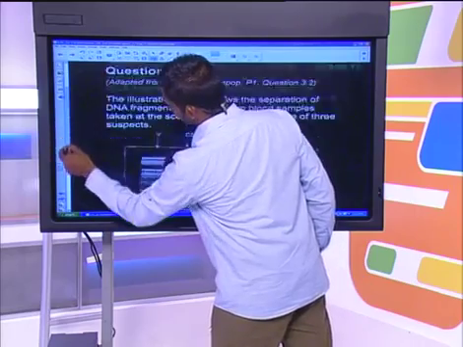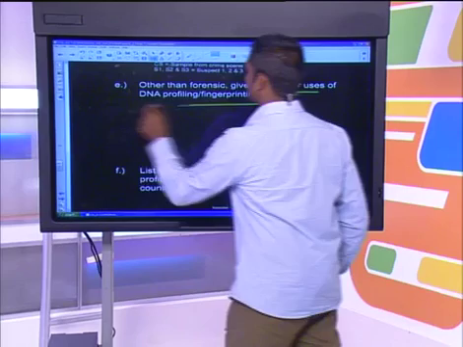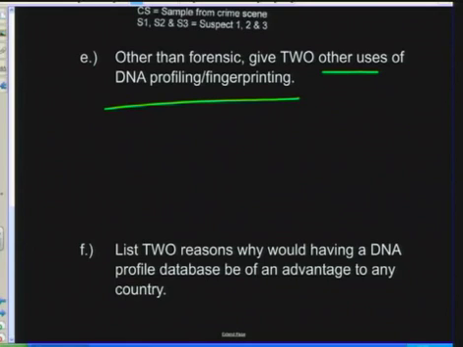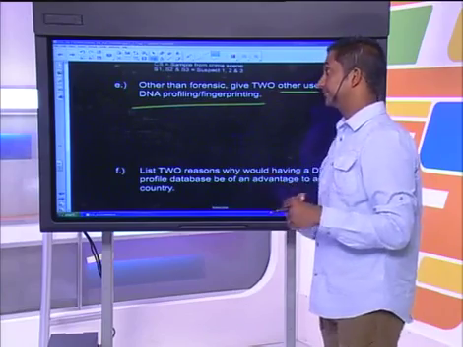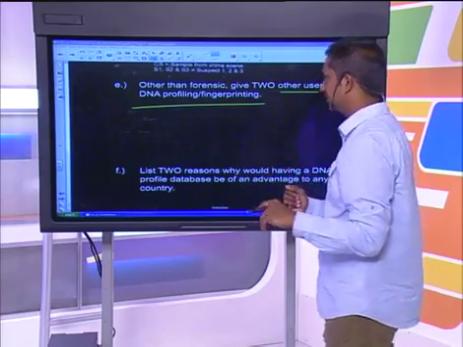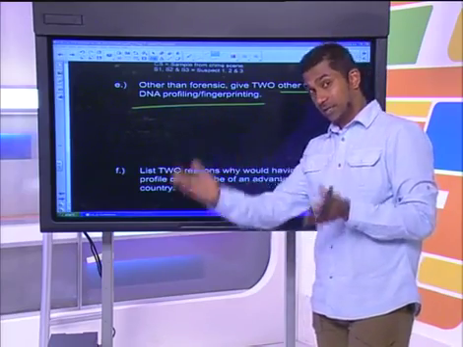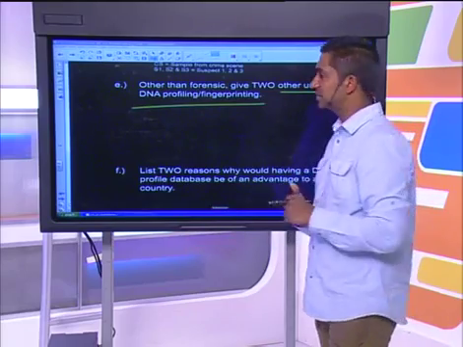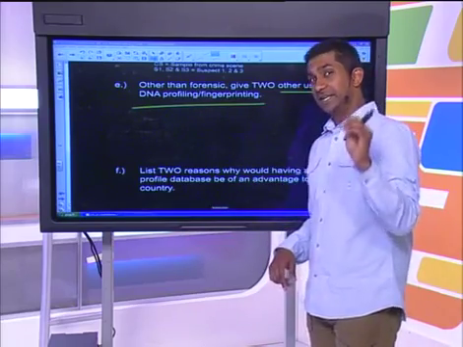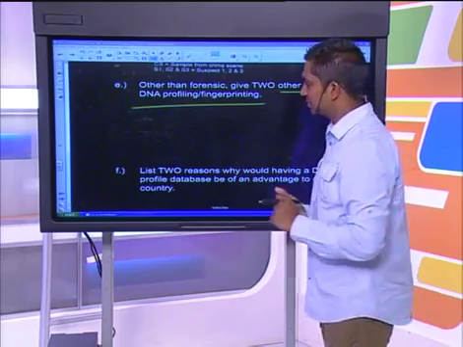I'm really excited about getting through this question here. Other than forensics, give 2 other uses of DNA profiling and fingerprinting. So the other uses would be determining relatedness. Parents often need to determine if kids are mixed up in the hospital, which doesn't often happen. You could use genetic profiling to determine which set of parents the child belongs to. It can be used for DNA screening as well, genetic screening for the possibilities of genetic disorders.